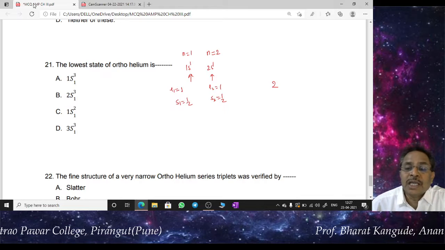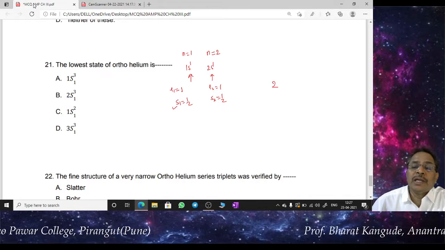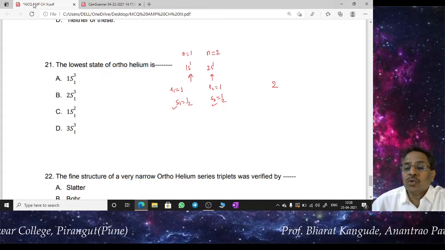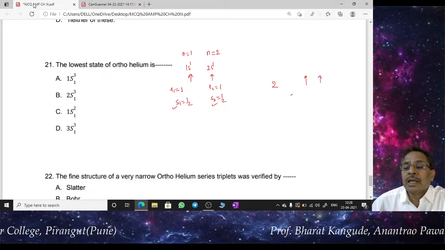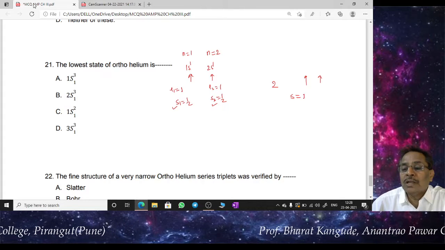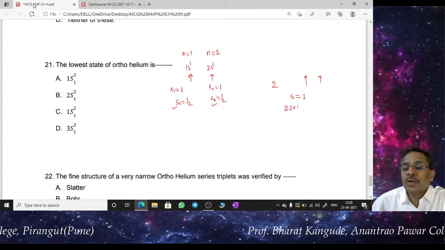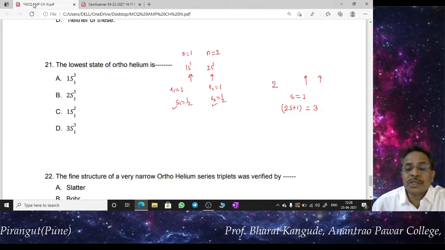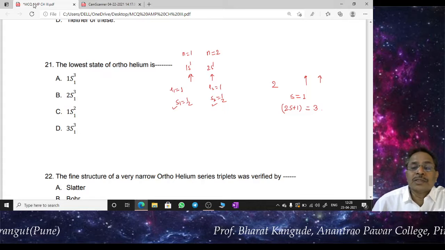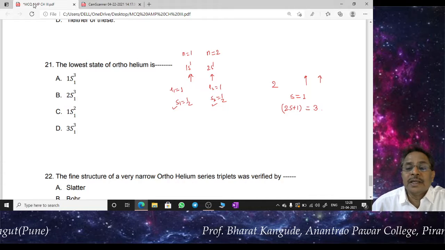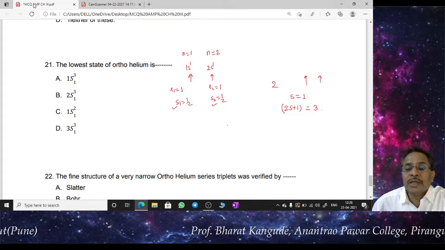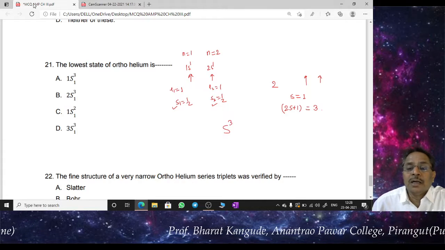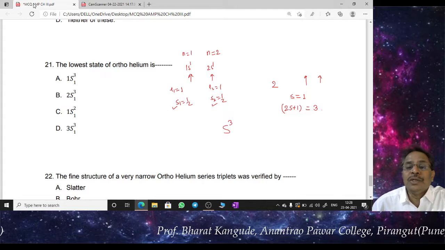Now for the first and second electron, the values of s1 and s2 are 1/2 and 1/2. Since both the spins are parallel, capital S is going to be 1. Therefore the multiplicity, 2S plus 1, is going to be 3. And since it is in an S state, it is a triplet.